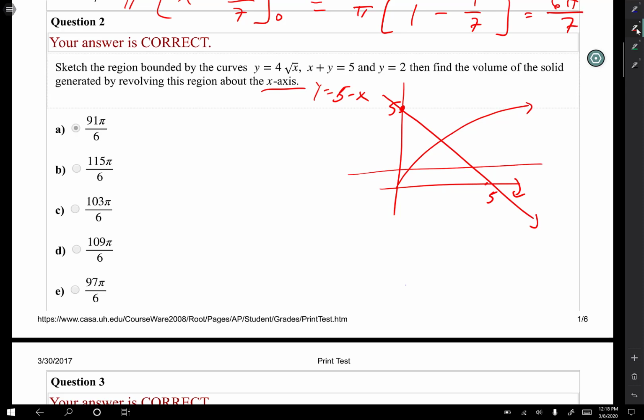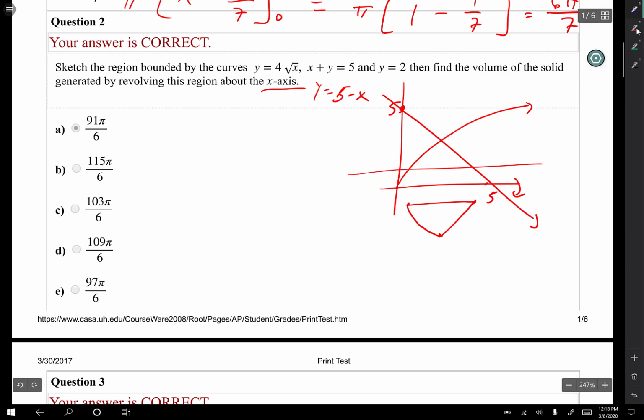So let's rotate this about the x-axis. When you rotate it about the x-axis, it's going to look something like, let's see, the distance from here to here, that's 2. So I'm going to put a point there, put a point like here, and then that distance is probably something like there. So it's going to look something like this.